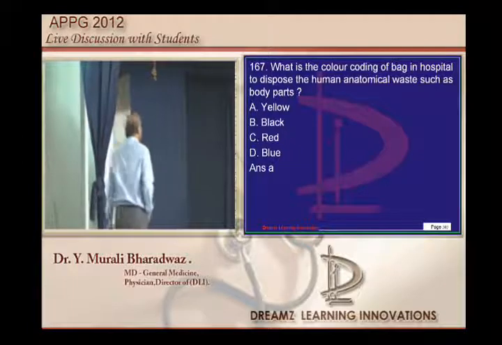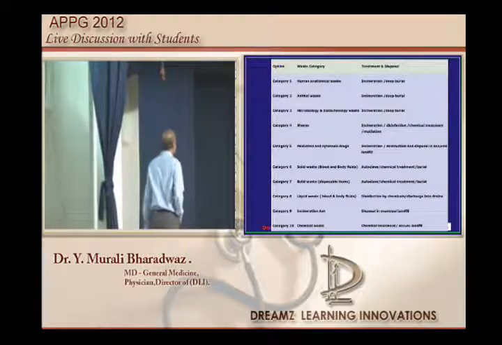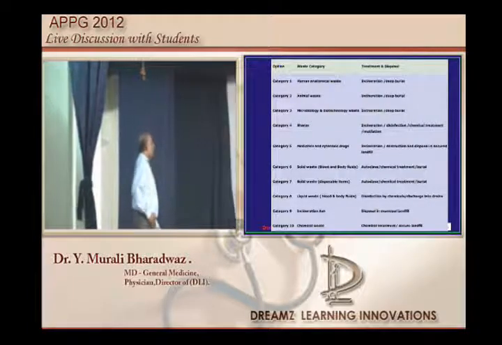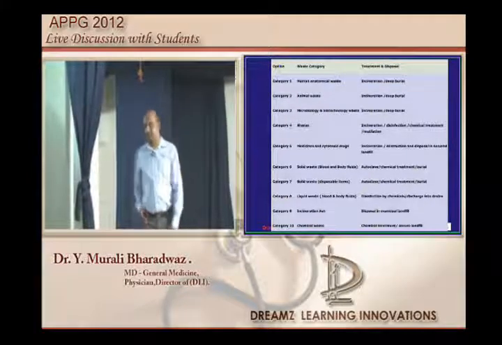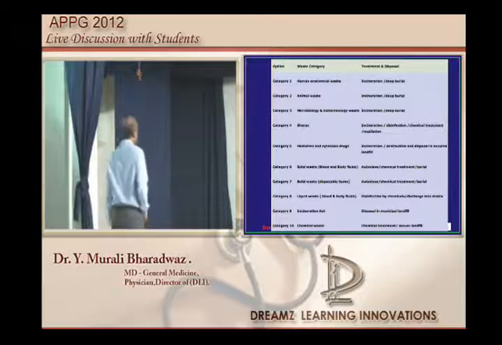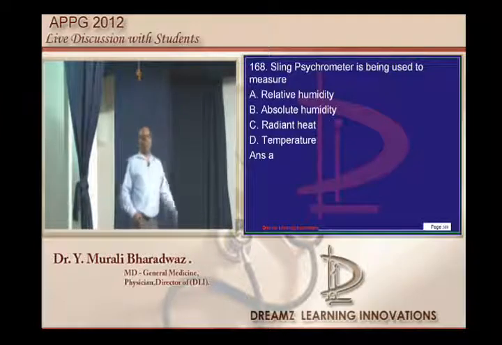So you are all very sure category 1 is human anatomical waste. Yellow bag is prepared for 1, 2, 3, 6 and we do incineration or deep burial, which is what you have to basically do. This is one of the old questions, doctor.